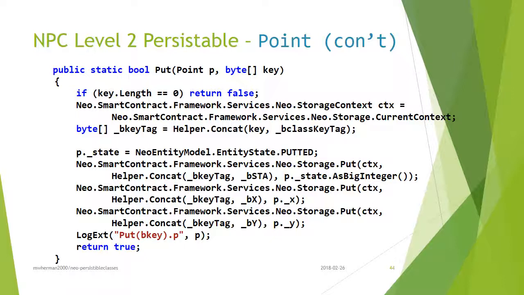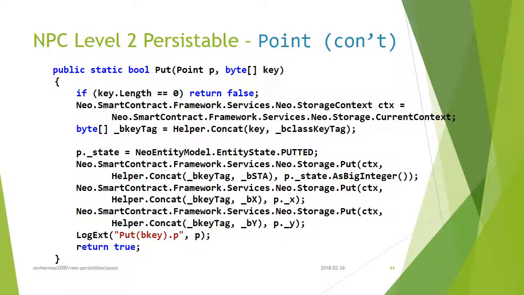And so what we're going to create is a binary, what we call a key tag. So we're going to take, in the concat statement there, the key that we're passed in, and we're simply going to put in the binary key tag. And that B class key tag, that's where we've taken the point and we've concatenated it in a special way to implement the NPC byte array keys.